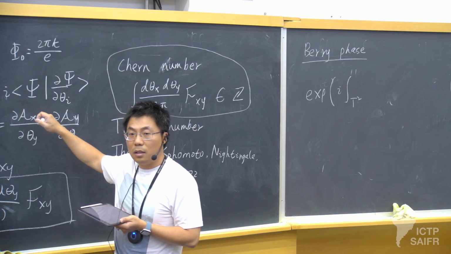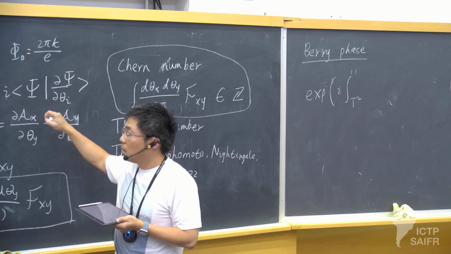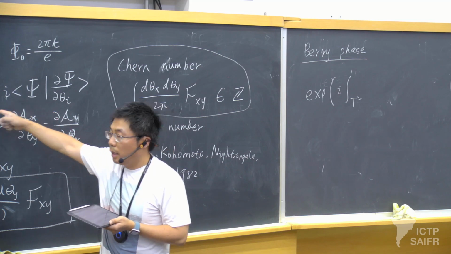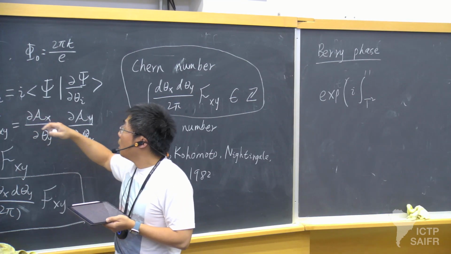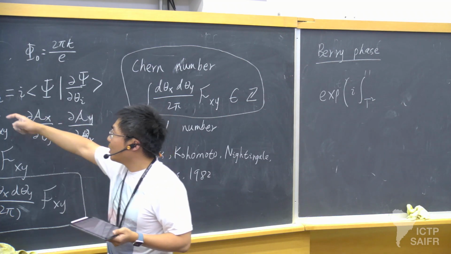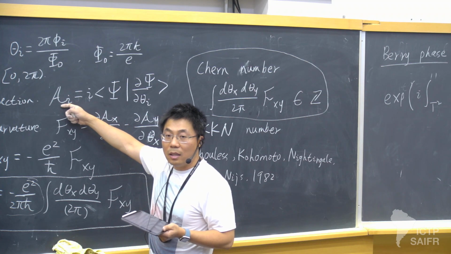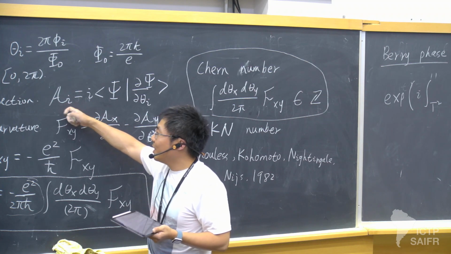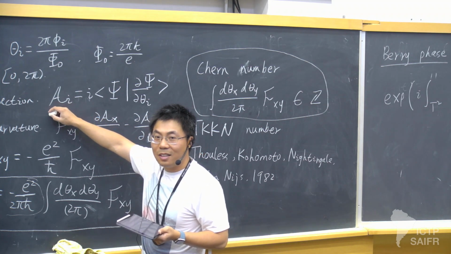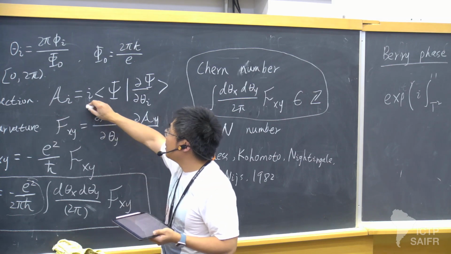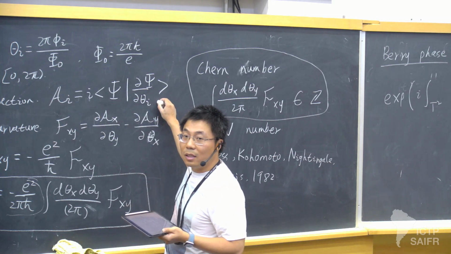I'm not sure what this A sub I means. What does AI refer to? Yes, the question is, what does this mean? You mean what does I mean or AI? Yeah, I mean that's an array, right? No. That's the Berry connection. That's the Berry connection defined in this way, right?